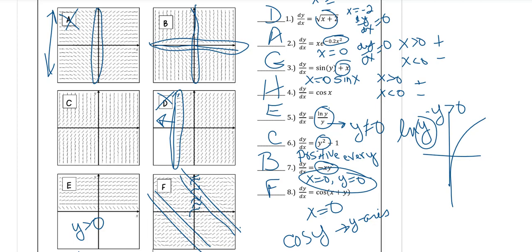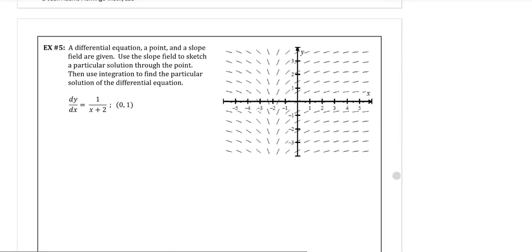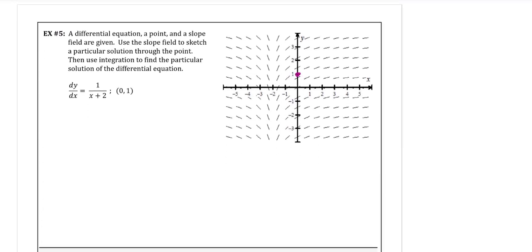So that's how you go through trying to determine which slope field goes with which differential equation. Okay, the last example for this section, example 5: a differential equation, a point, and a slope field are given. Use the slope field to sketch a particular solution through the point. Then use integration to find the particular solution of the differential equation.